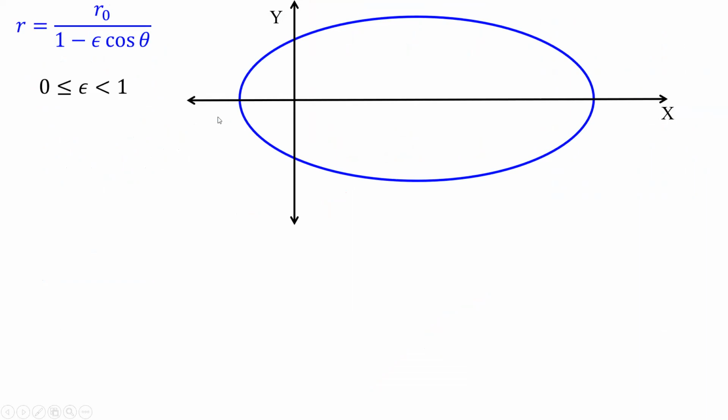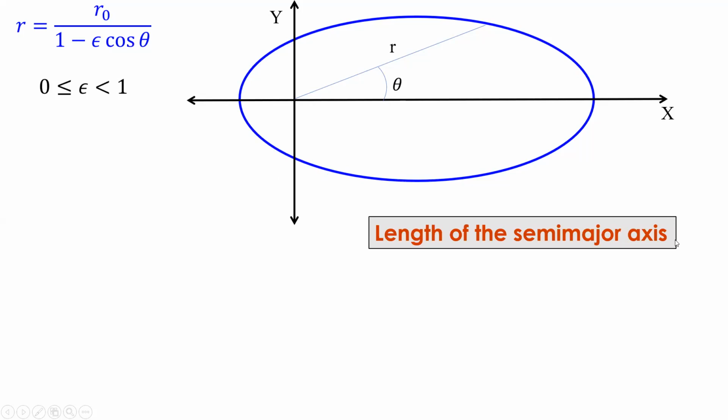Now we see some important dimensions in this ellipse. First, let us start with the semi-major axis. If from the focus to one of the points of the ellipse the distance is r, let the angle made by r be theta. So we see what is the length of the semi-major axis. In order to calculate it, first we calculate the length of the major axis and divide it by 2. We will get the length of the semi-major axis.